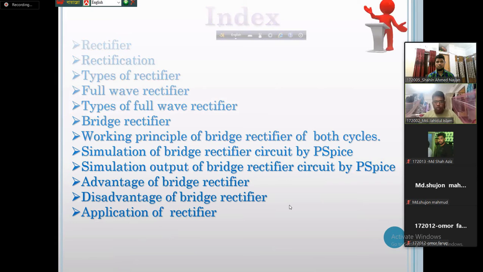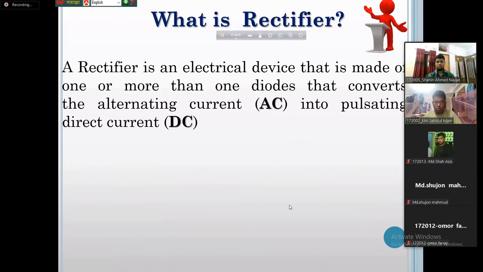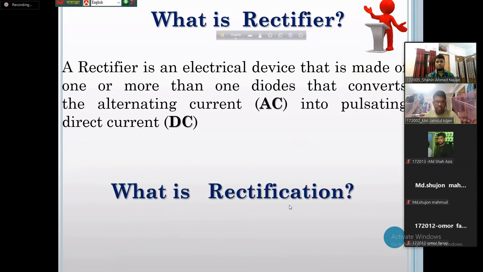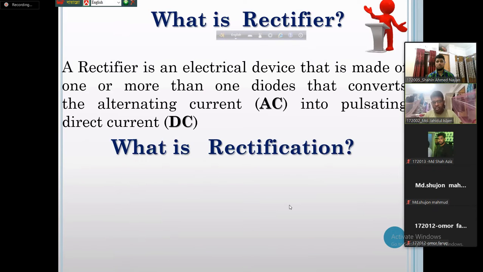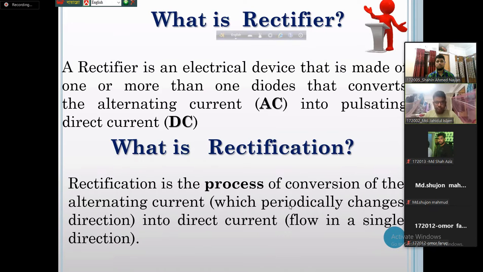Now, what is a rectifier? A rectifier is an electrical device that is made of one or more diodes that converts the alternating current into pulsating direct current. And what is rectification? Rectification is the process of conversion of the alternating current into direct current.